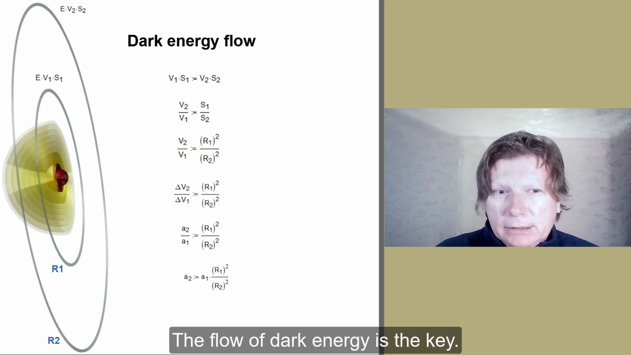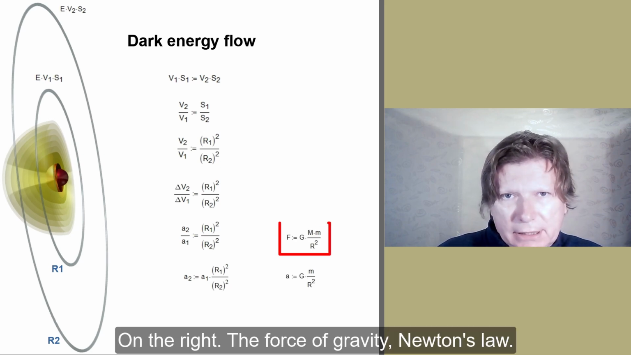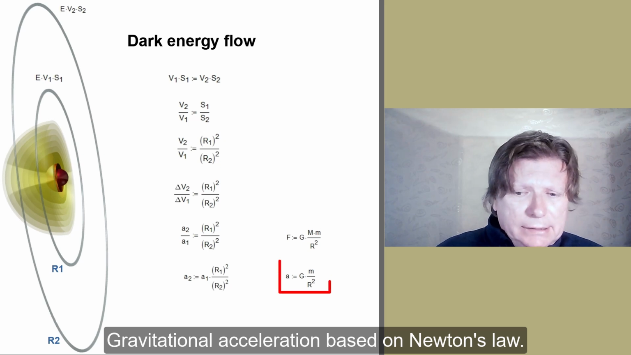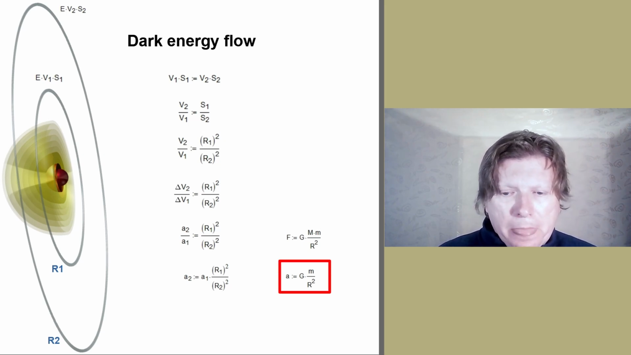The flow of dark energy is the key. Energii, ciemnej energii ma tutaj kluczowe znaczenie, żeby to zrozumieć. I zobaczcie, on the right, że siła grawitacji, czyli prawo Newtona, Newton's law, prawo powszechnego Newtona, znajduje się tutaj. Gravitational acceleration based on Newton's law. Również z tego prawa Newtona, tutaj pod spodem.